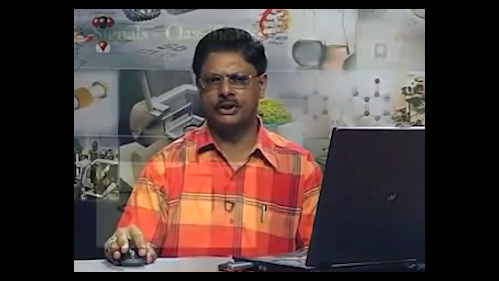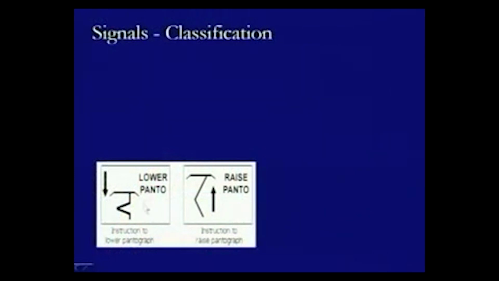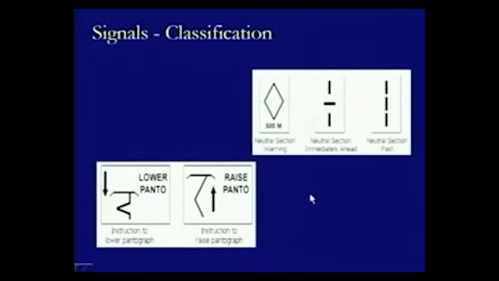So, this is what it looks like. If the pantograph is being shown here and the arrow is going downwards, it means lower the pantograph. Whereas if it is going in the upward direction, in the stretched position, then it means raise the pantograph so as to get the electricity.